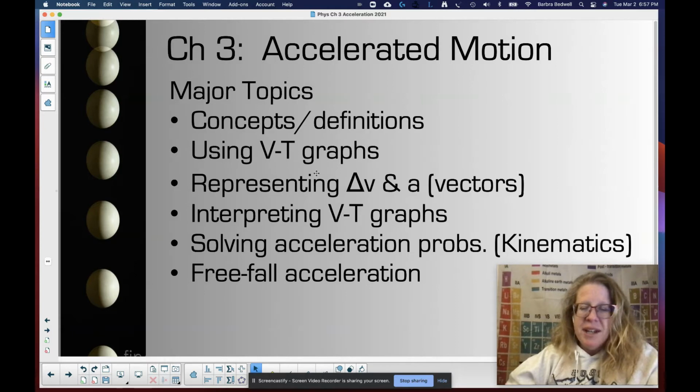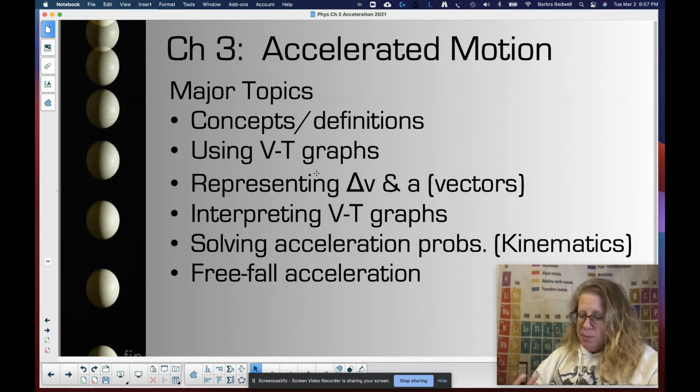So what are we going to talk about in this particular chapter, unit, whatever, overview of what we've got going on? In this particular video, we're just going to do concepts and definitions, kind of talk about what acceleration is, what the basic equation is, that kind of stuff. In number 2, we're going to talk about creating VT graphs and how velocity time graphs are a little bit different, a little bit less clear than position time graphs are.